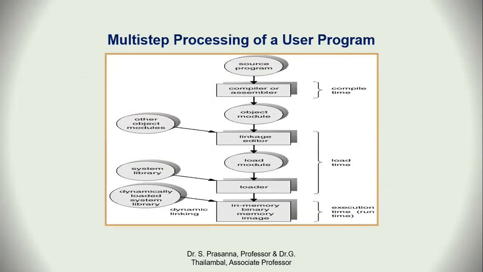Multi-step processing of a user program. A source program will be sent to a compiler or assembler, which is called compile time, and it will be converted to an object module. It is linked with other object modules through the linkage editor, and the module will be loaded by the loader in order to connect it with the system libraries. These libraries are dynamically linked at the time of execution. So these dynamic linking libraries will be an in-memory binary memory image. Inside the memory, it will be stored as a binary image.